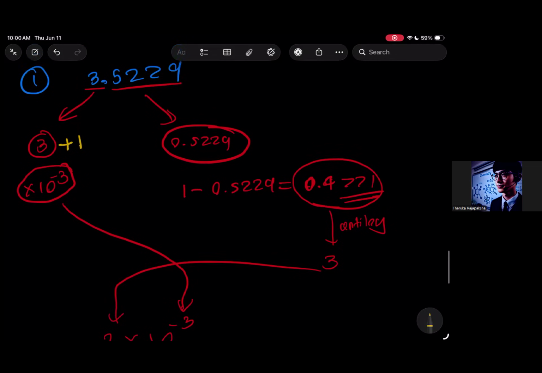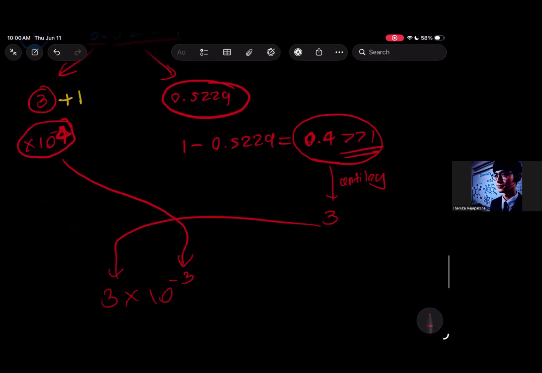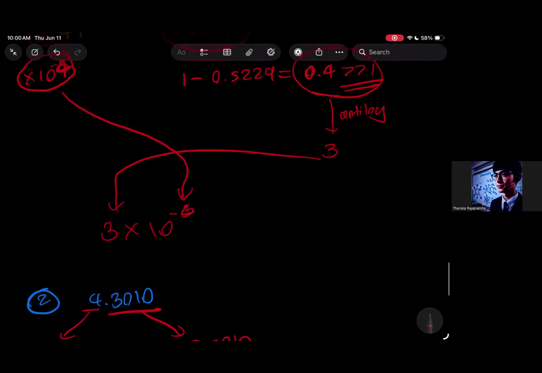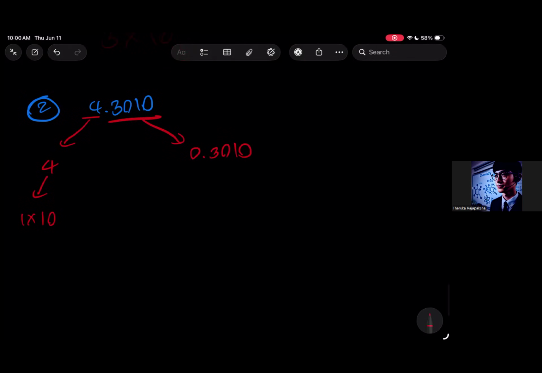3 plus 1 is 4, right? So it's going to be 10 to the power minus 4. So the concentration is 3 times 10 to the power minus 4. Sorry about that, it's a mistake. We have to add 1 to it, right? So here also the same, we have to add 1 to it.